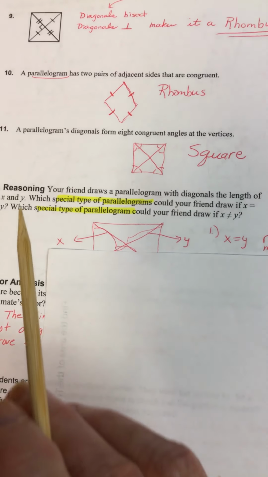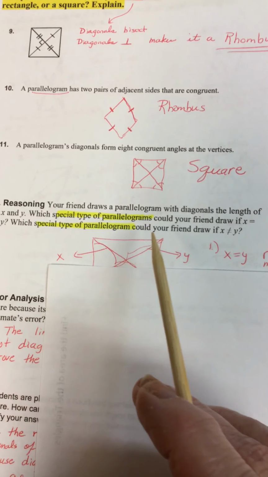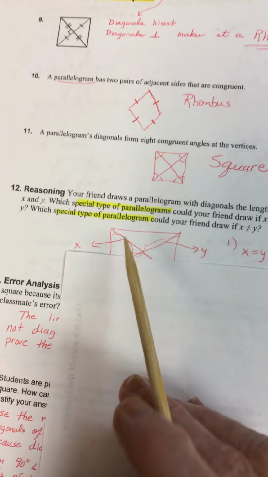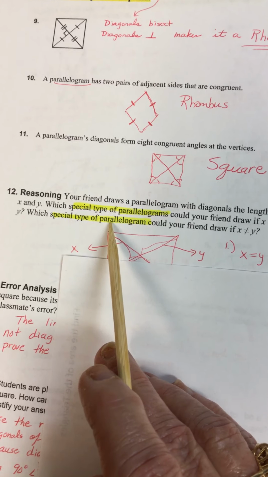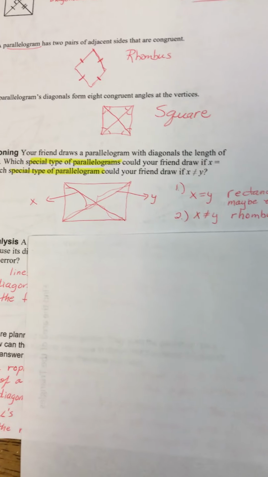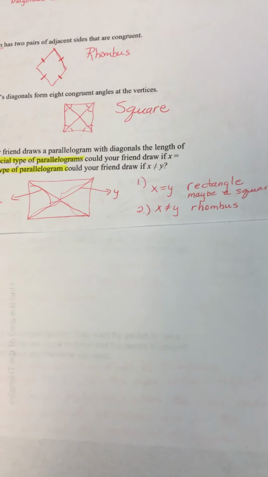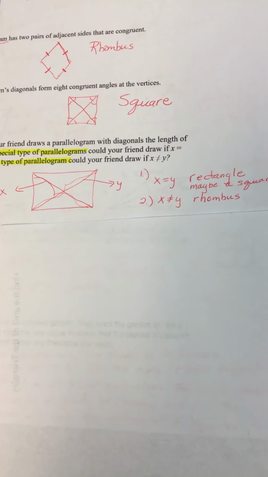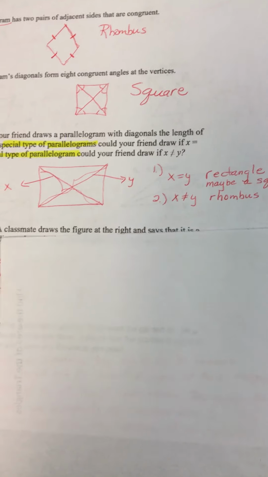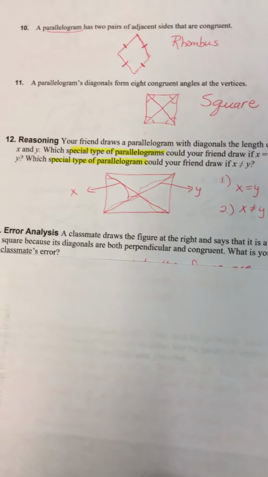And then the next says, which type of special parallelogram could you draw if the diagonals aren't equal to each other? Now remember, this is a parallelogram and your diagonals aren't equaling each other, so that would have to be when you have a rhombus. Because if it's a special parallelogram and the diagonals aren't equal, the only option there would be a rhombus.